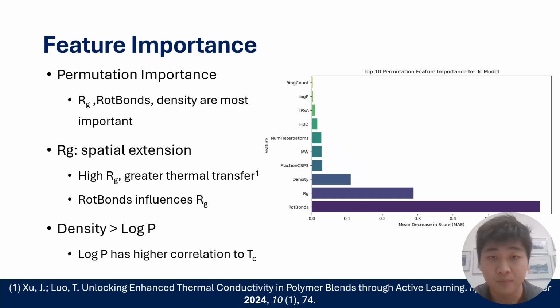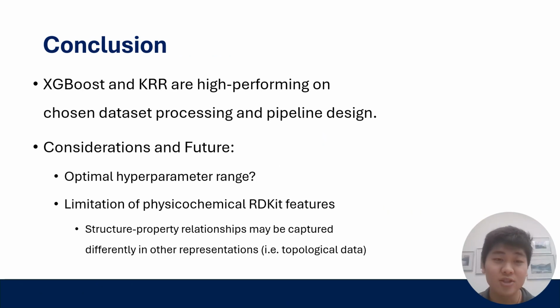So we conclude that XGBoost and kernel ridge are similarly high performing on our chosen small dataset based on our processing and pipeline design choices. But for our future considerations, the optimal hyperparameter range could be better defined, and based on the limitation of physical chemical RDKit features, all the intricacies within the structure property relationships may not be captured and may be captured differently in other representations such as topological data.